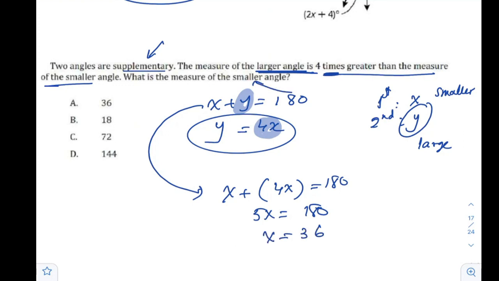Now what is he asking about? The smaller angle, which is x. So definitely we are here. Pay attention to the question. He is asking about the smaller angle.